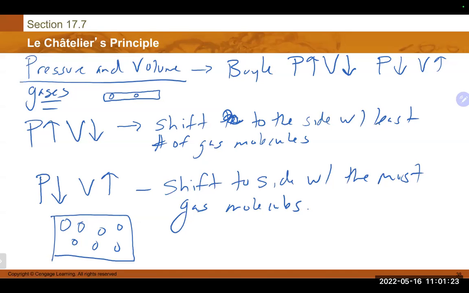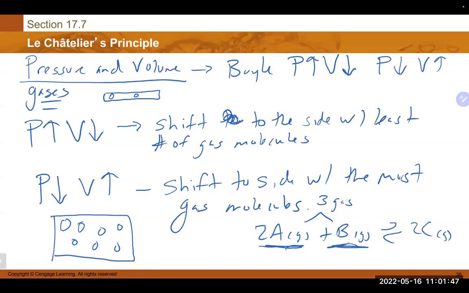Now, is that to the left? Is that to the right? It really does depend on the equation, so you have to look at the equation. You look at everything in the equation that has a (g) next to it and just add up the coefficients. For example, if we had an equation like 2A + B goes to 2C, that is two gas molecules plus one gas molecule, giving three gas molecules on the left. The coefficient on the right is two, so two gas molecules on the right. So it's reaction dependent. You just add up the coefficients on each side for everything that has a (g) associated with it. Any questions on pressure and gases here?